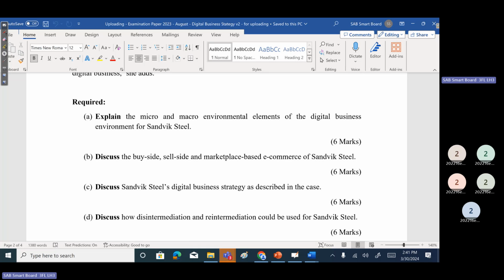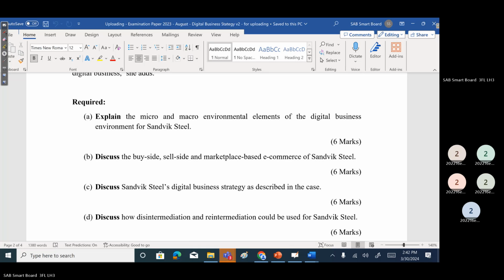The case study is given. Explain micro and macro environmental elements of Sandwich Steel. Did we discuss micro elements and macro elements, environmental elements? Yes. What are the macro elements? PESTLE. So take the PESTLE factors and apply them to Sandwich Steel. Micro factors: customers, competitors, and intermediaries. Apply that to the case.